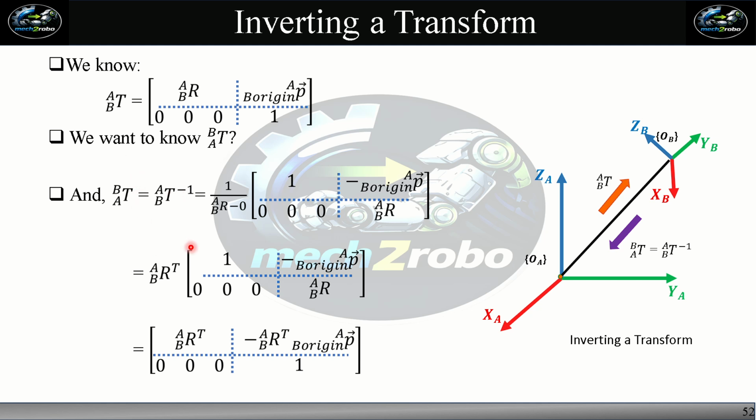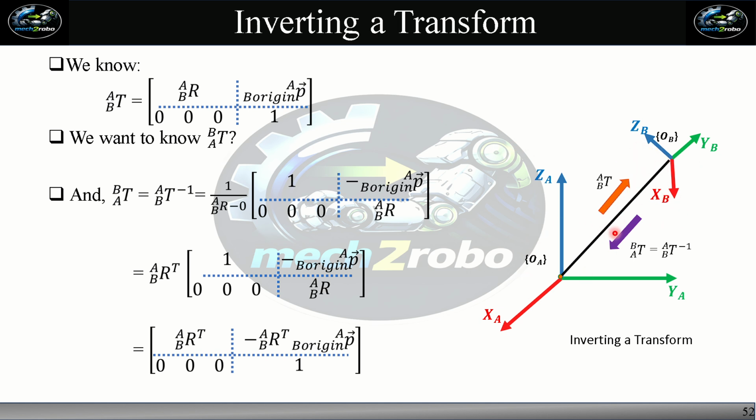Now, inverting a transformation. Inverting a transformation means we have the expression of frame B with respect to A, but we want to determine the expression of A with respect to B. We know the transformation of B with respect to A, which is mathematically equal to this matrix, and we want to know the transformation of A with respect to B.